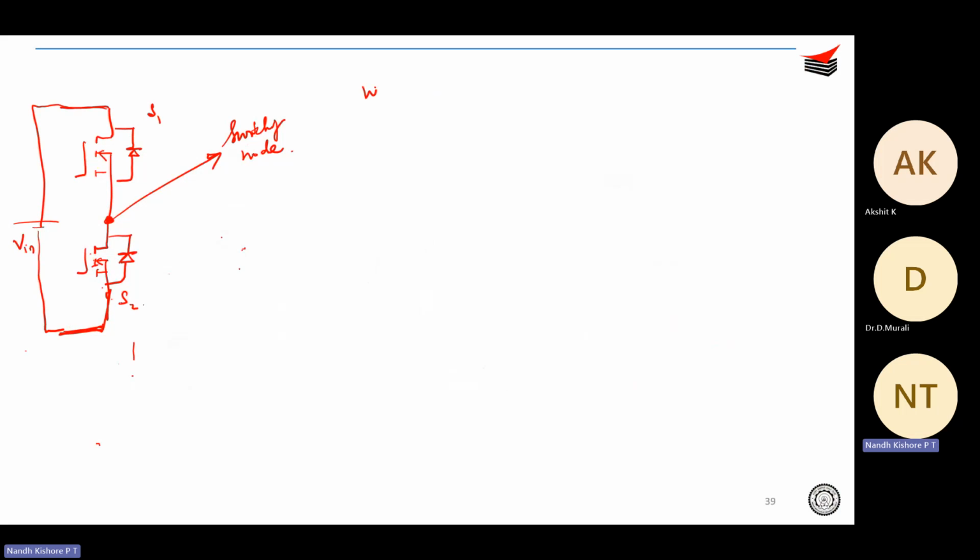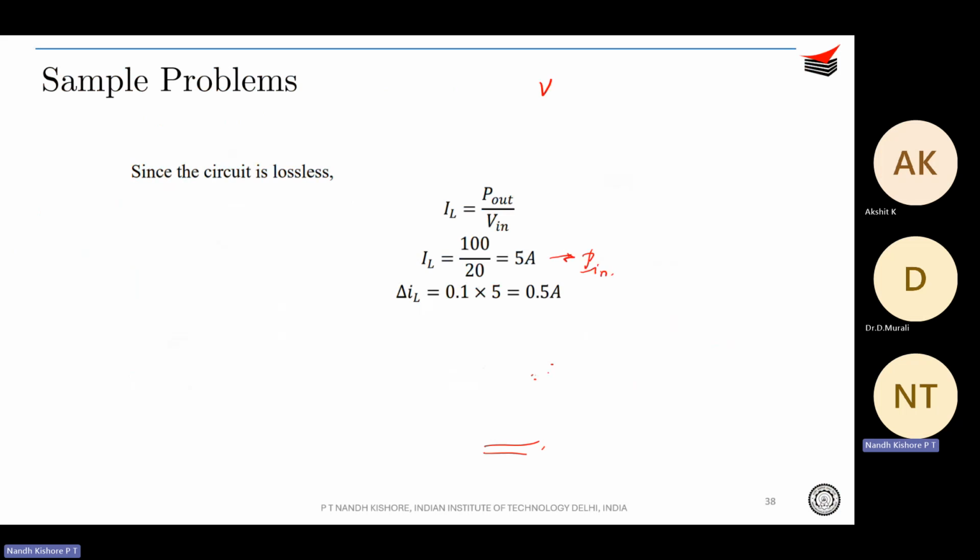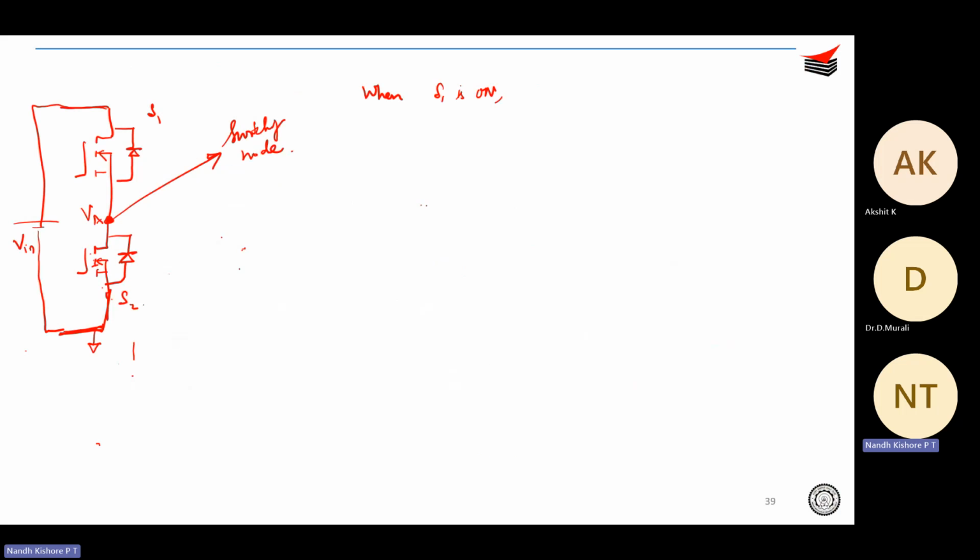What happens is when S1 is on, let me call the switching node VA, with respect to a common ground. When S1 is on, VA is equal to V in. And conversely, when S2 is on, S1 is obviously off, complementary switching. So VA is equal to 0. So S1 and S2 are turning on and off continuously.